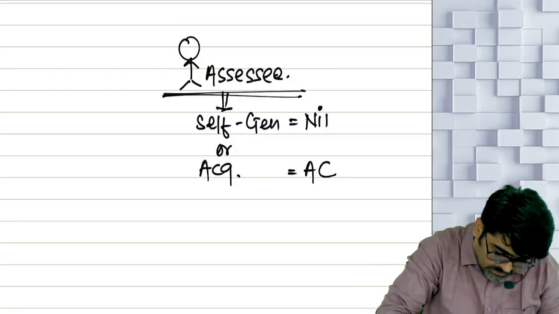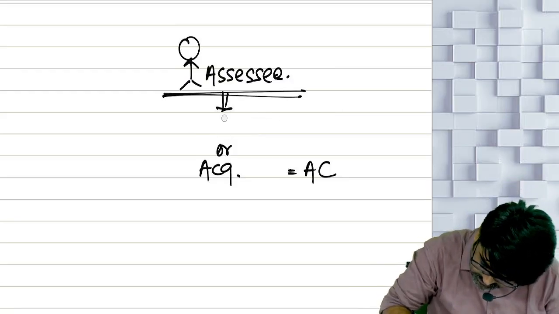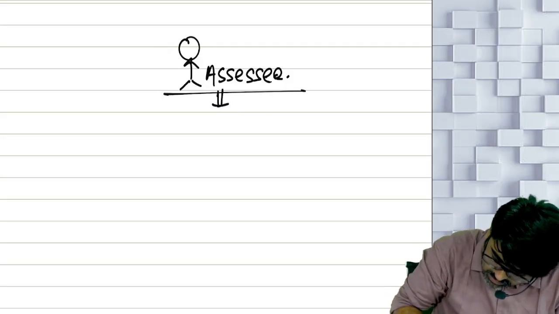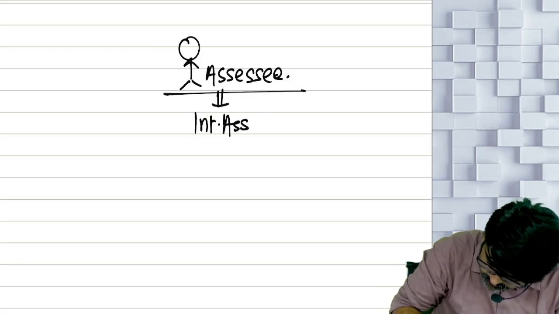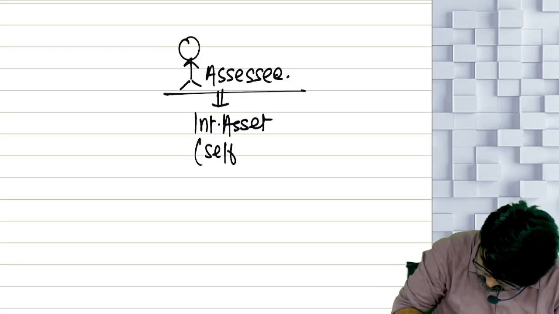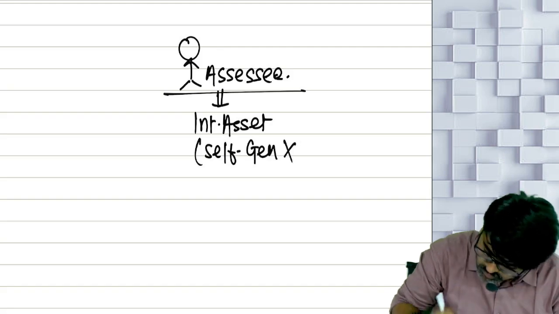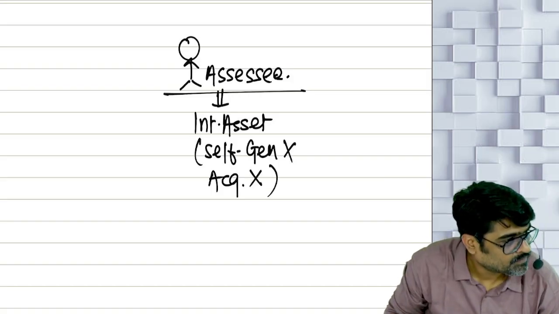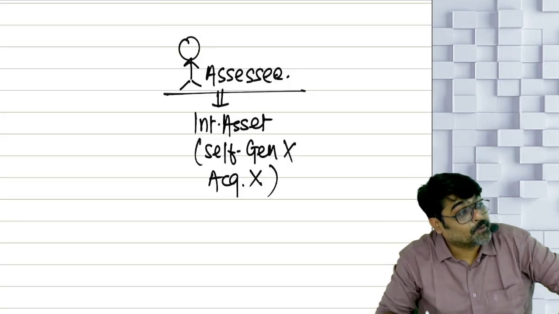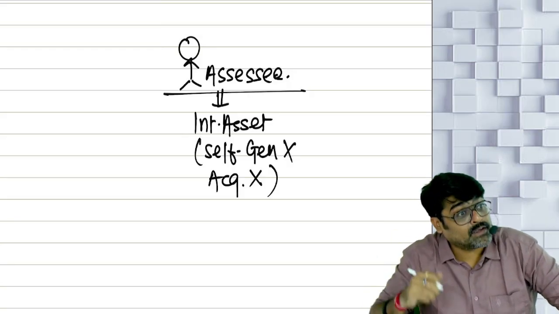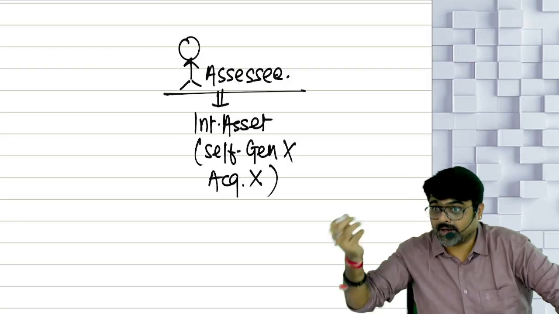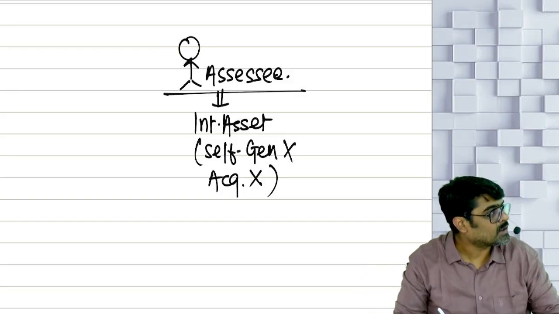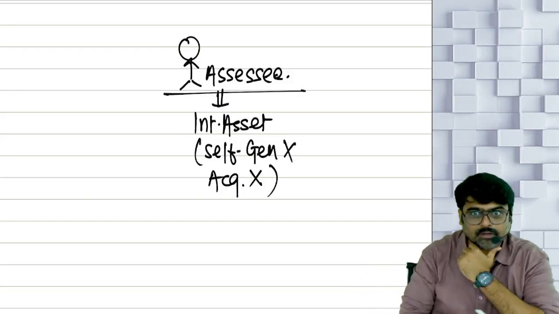But wait. Now you are an assessee. Do you have any intangible asset? Was it self-generated by you? No. You did not self-generate. Oh, so you acquired it. No, you did not purchase it either. So how did this asset come to you? If you did not self-generate or acquire, then how do you have this asset?